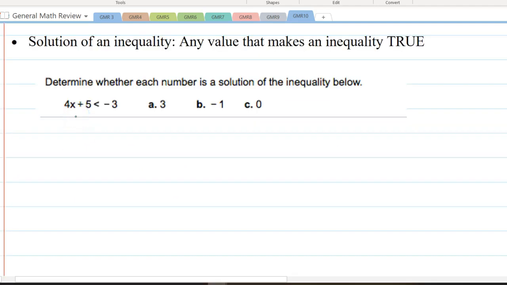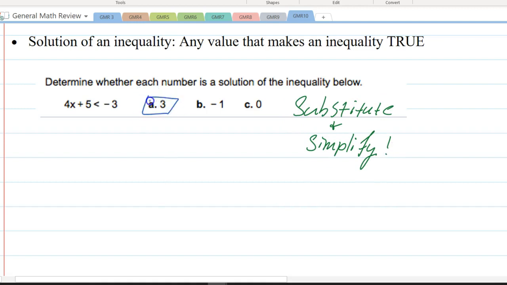The solution of an inequality is any value that makes an inequality true. Sometimes they'll give you an inequality and they'll ask you, are these numbers a solution or not? All you have to do is substitute and simplify.